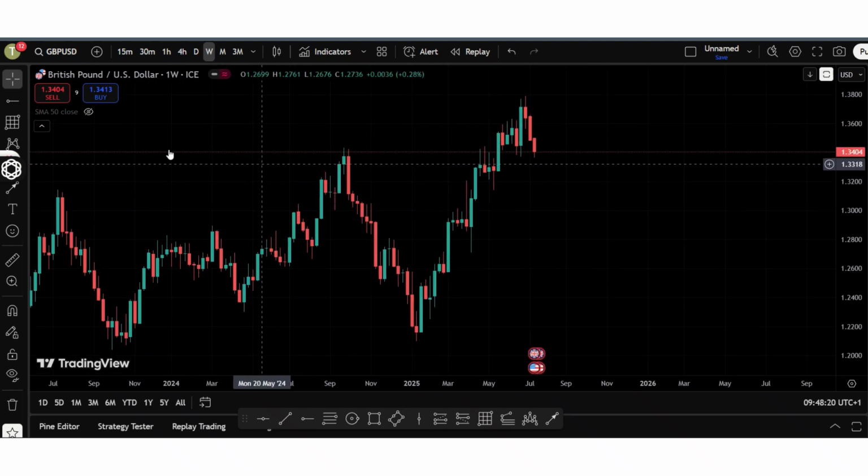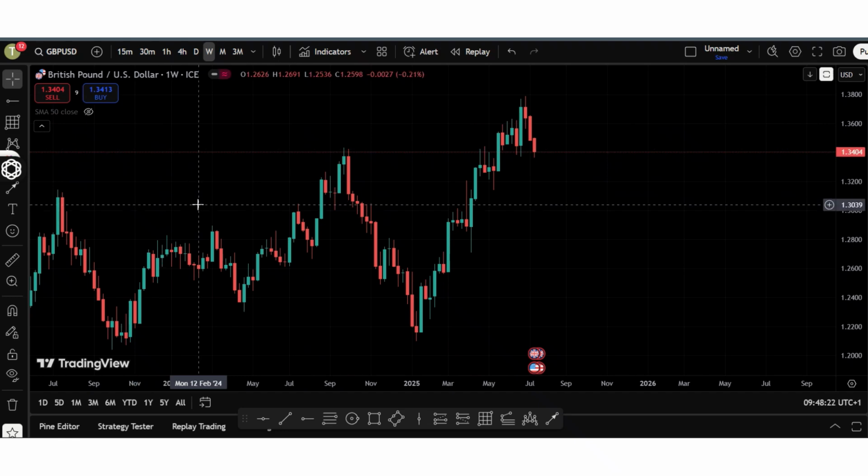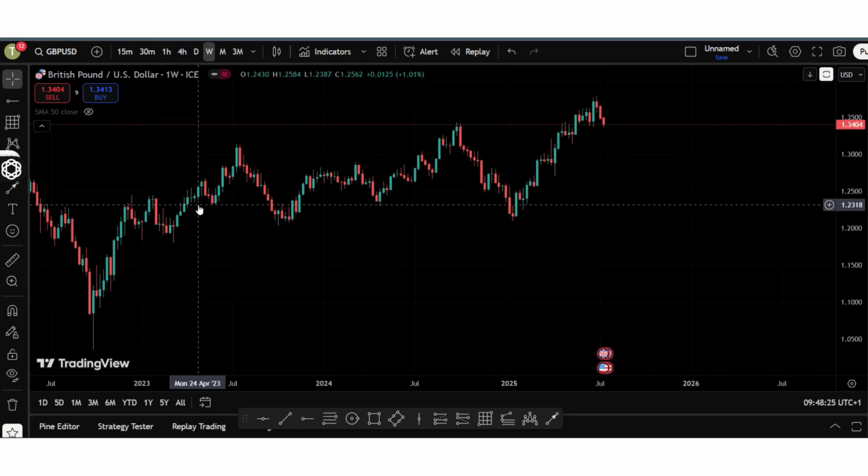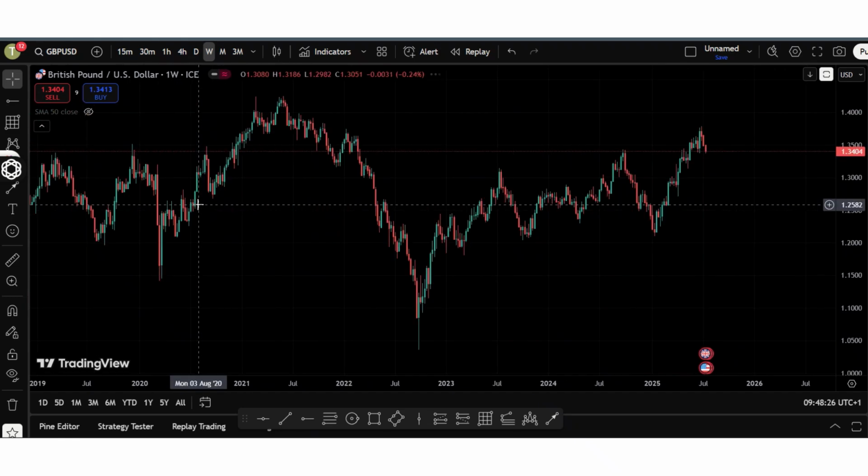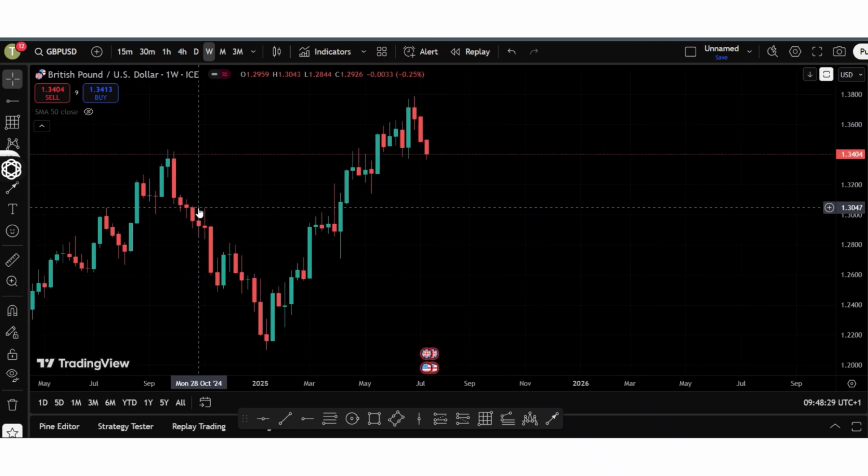This is GBPUSD. We'll be analyzing GBPUSD today on FX. So we need to know what will happen next week.